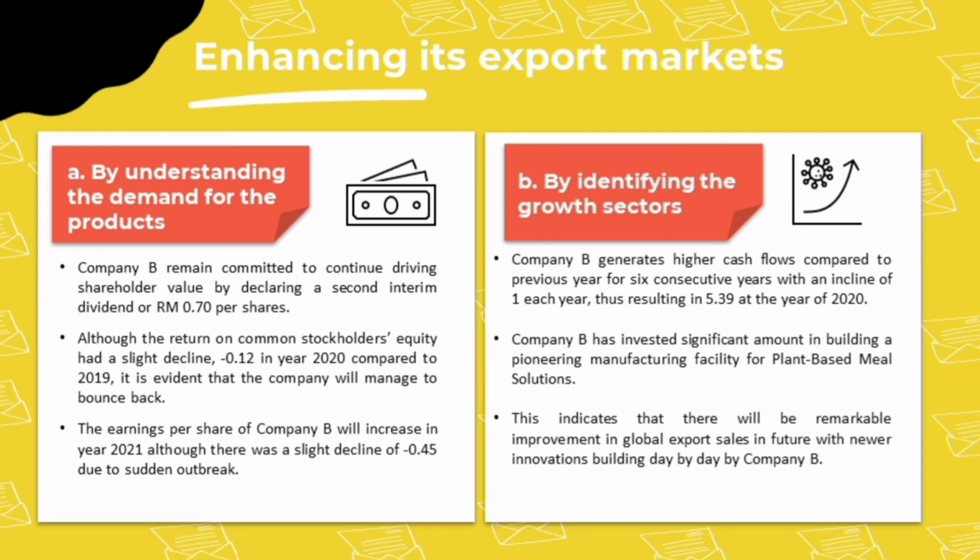Number 1, by enhancing its export markets, which can be done by understanding the demand for the products. Company B remains committed to continue driving shareholder value by declaring a second interim dividend of RM0.70 per share, which reflects the confidence of the company in bringing another year of resilient results during the pandemic. Next, by identifying the growth sectors where Company B has identified and targeted customers within and outside of Malaysia. It has invested a significant amount in building a pioneering manufacturing facility for plant-based meal solutions which will improve the sales.